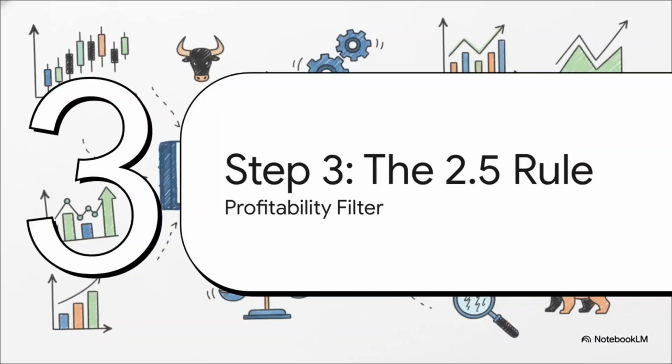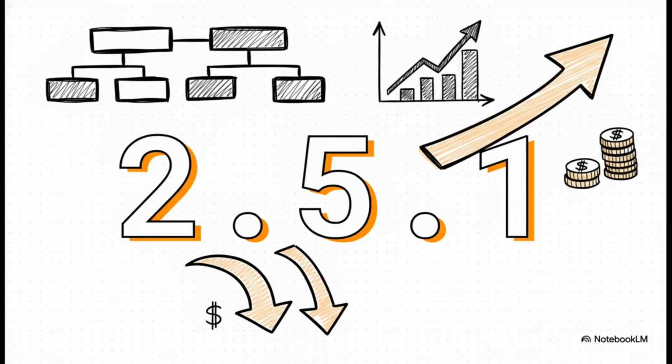Now for the third and final step. We've got our trend, we've got our entry zone. This last part is like the quality control check. It's the filter that separates the OK trades from the A+ trades. And according to the source, this is what can seriously boost your profitability. And the magic number is right here, 2.5 to 1. This is your absolute minimum risk to reward ratio. Think about it. By only taking trades where you stand to make at least 2.5 times what you're risking, you can be wrong more often than you're right and still come out profitable in the long run.